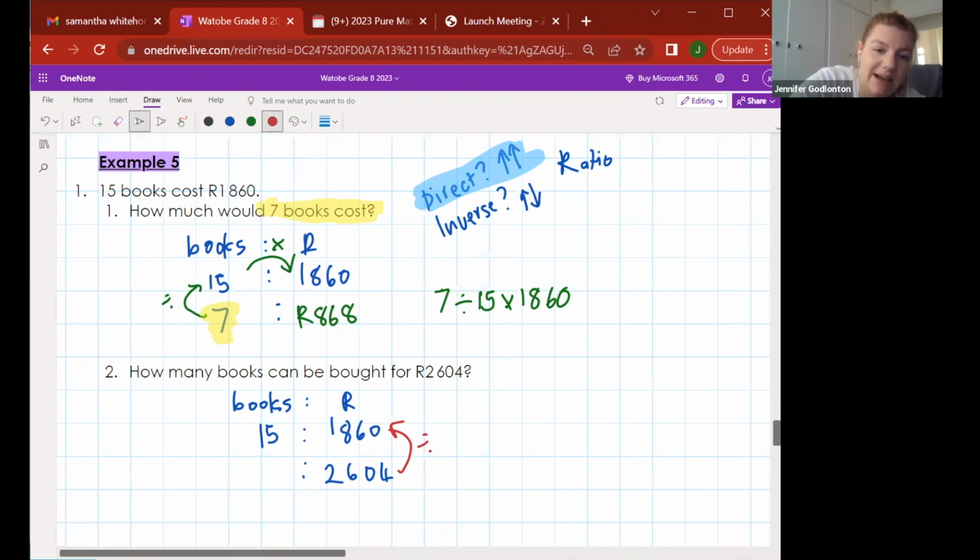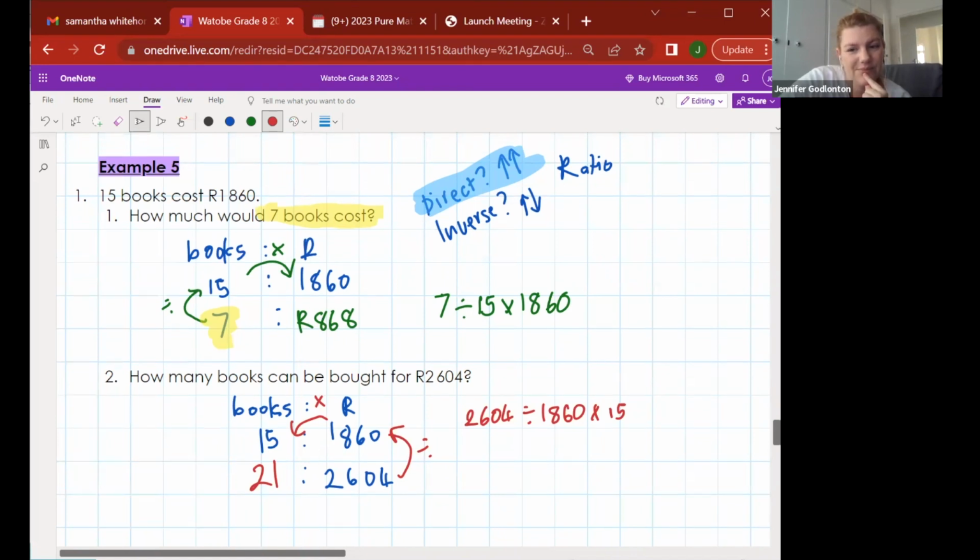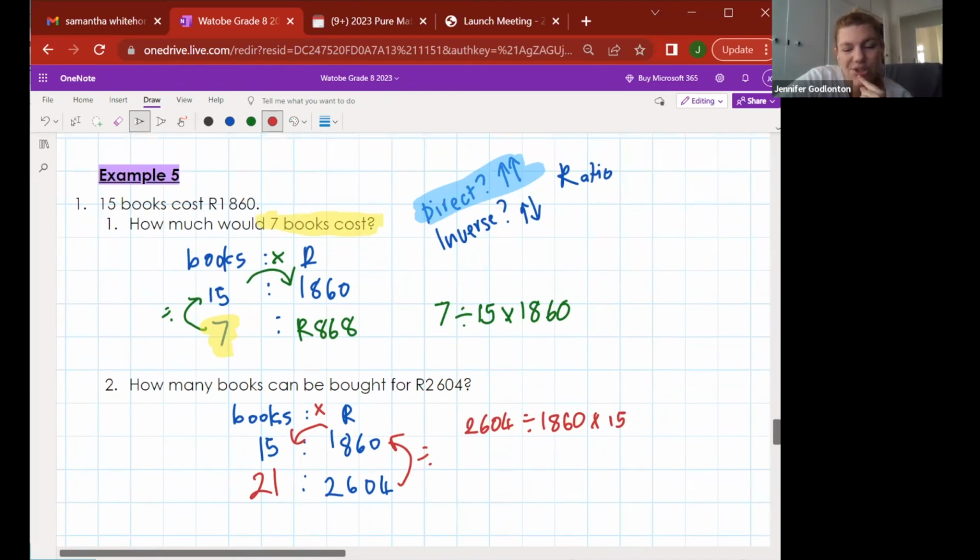Okay, same idea. Divide up times over. So in our calculator, 2,604 divided by 1,860 times 15, and that gives us 21 books. Awesome, guys. Take a screenshot if you would like one.